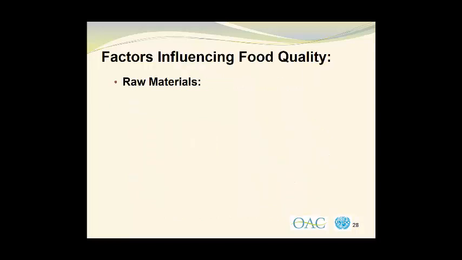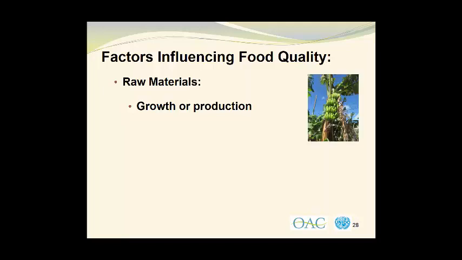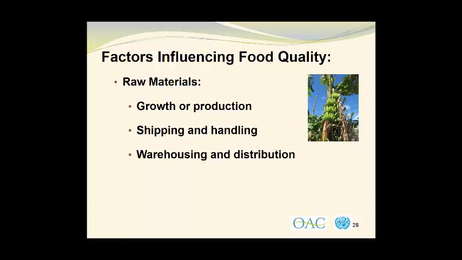There are a number of factors that influence food quality. Among these are the raw materials that we use. Growth or production can be important, as I've shown by this example of bananas grown in the Caribbean. We also have to look at shipping and handling of these raw materials and the warehousing and distribution of them.